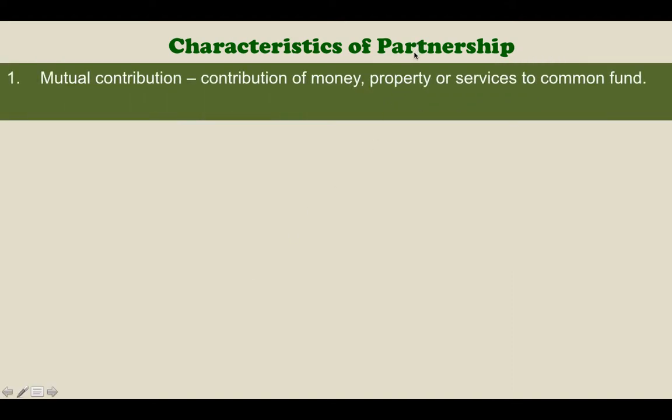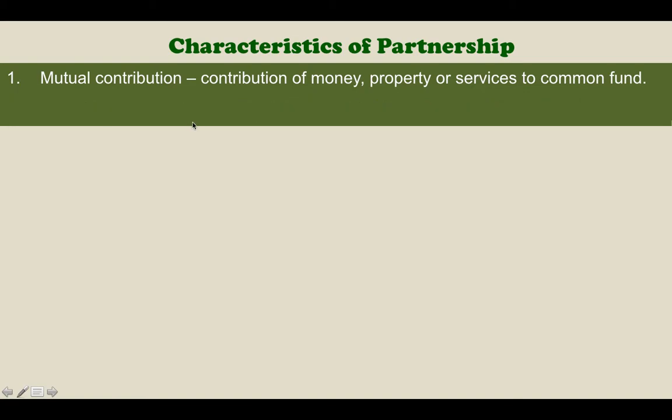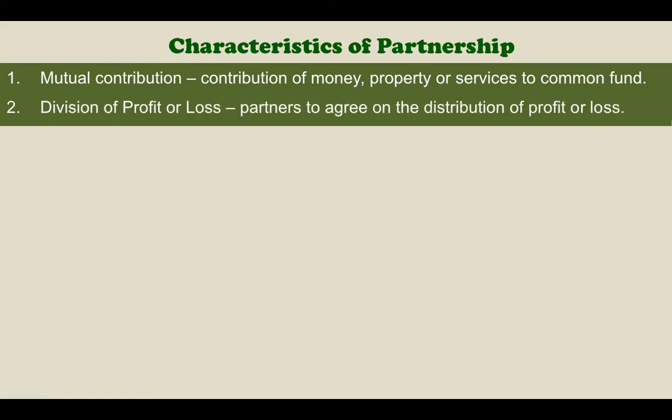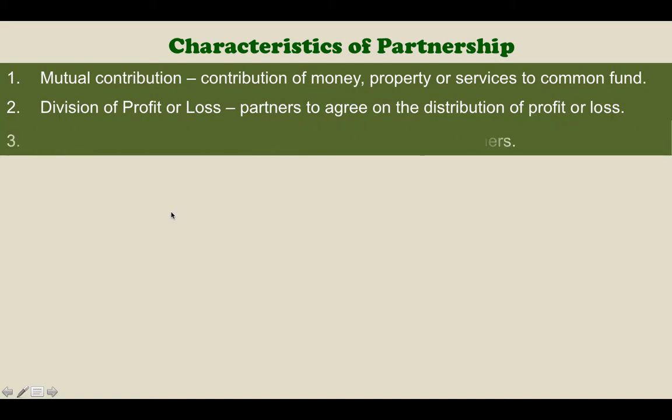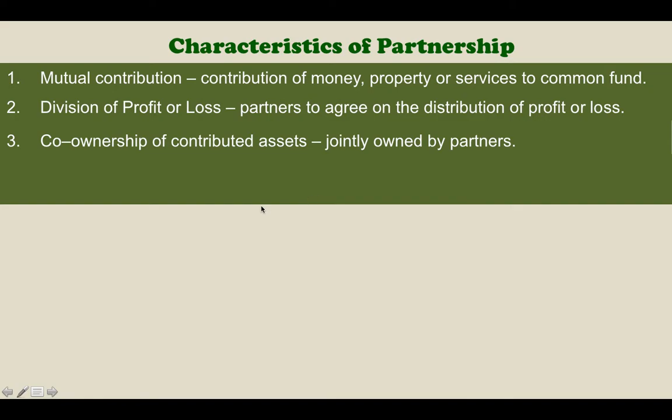Now, let us discuss the characteristics of a partnership. So, we are speaking here of the business partnership. Mutual contribution. Okay? Mutual contribution means that each partner will have to contribute money, property, or services. Division of profit or loss: partners agree on the distribution of profit or loss. Co-ownership of contributed assets. So the assets contributed by partners will now be jointly owned by the partners. If, for example, partner A contributed a car, it is no longer to be used by partner A alone, but it will be used by the partnership. So all the partners are entitled to use the car.